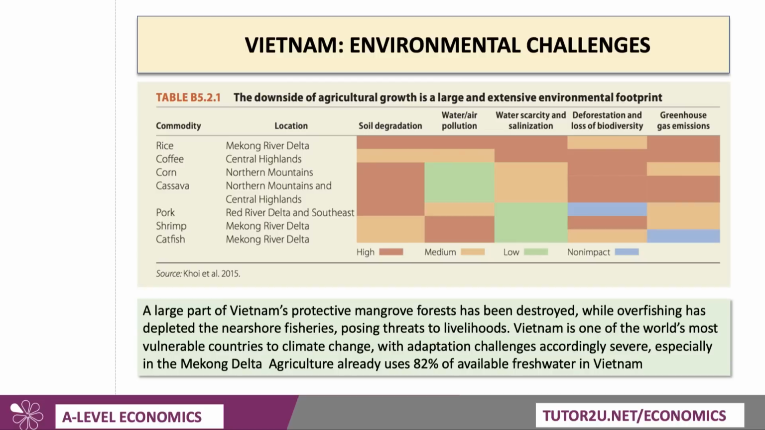And I think the environmental challenges are really key. The penultimate slide here looks at some of the environmental risks for particular commodities, from soil degradation, air pollution, water scarcity, deforestation and CO2 emissions. So there is a real danger that Vietnam's growth is unsustainable from an environmental point of view. A large part of their protective mangrove forests have been destroyed. Overfishing is clearly a threat to the common pool resource there. And Vietnam is undoubtedly one of the world's most vulnerable countries to climate change, particularly in the Mekong Delta. Farming uses 4/5 of available fresh water, so water scarcity becomes hugely important.